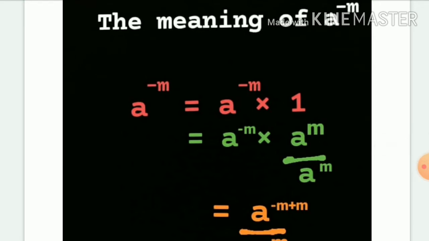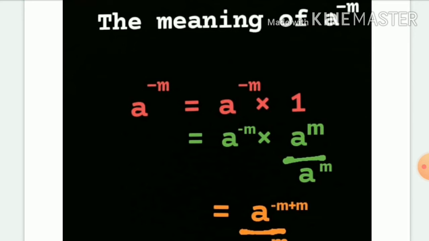Now what I am doing: a raised to minus m equals... it is similar, 1 multiplied by any number will result in that number itself. So a raised to minus m, I am taking, equals a raised to minus m multiplied by 1. It is the same, left hand side and right hand side, no difference. Okay, so now we will look into our right hand side.